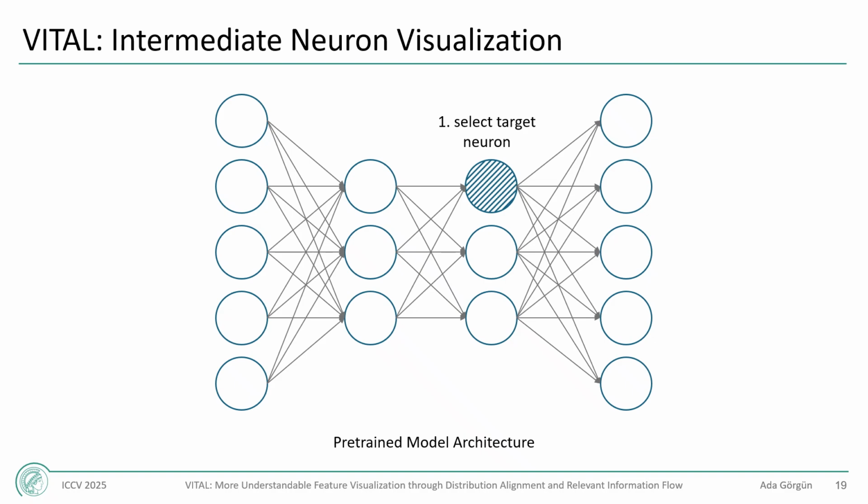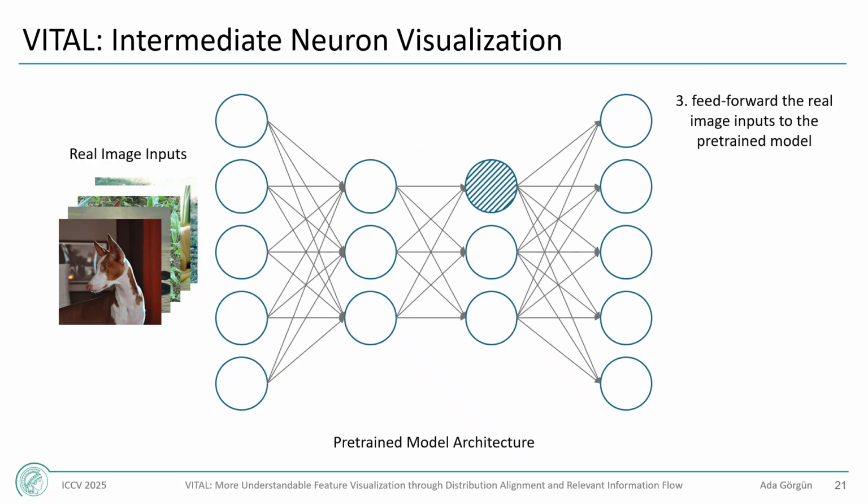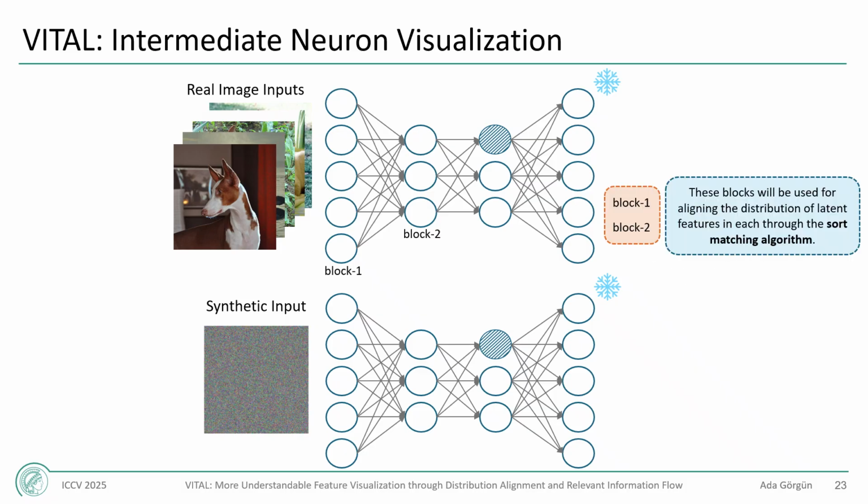For intermediate neurons, we pick a specific hidden unit at some layer to probe what that unit actually encodes. We identify top K images from the dataset that strongly activate this neuron. These serve as anchors of what evidence the unit consistently responds to. We forward these real images through the model and collect activations at prior blocks, the blocks that contribute upstream to the target neuron. As before, we initialize a noisy synthetic image and forward it through the frozen model, extracting activations at the same blocks. We choose a small set of blocks, which are block 1 and 2 for this example, at which we'll align distributions with sort matching. This localizes the supervision to the pathway that feeds the neuron.